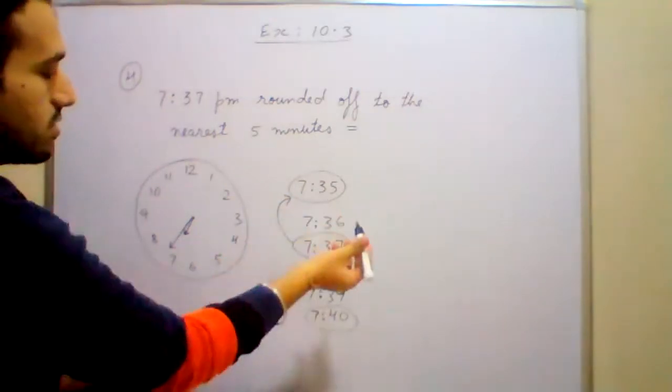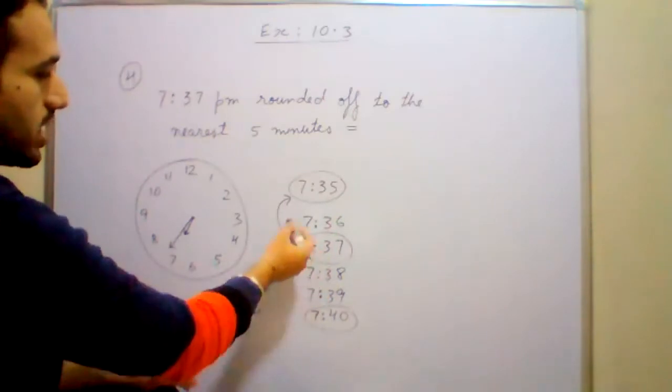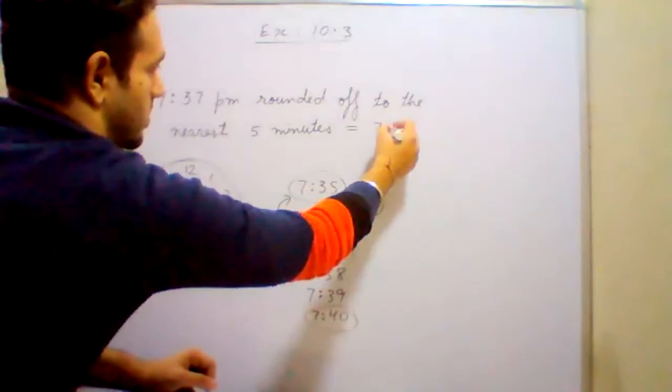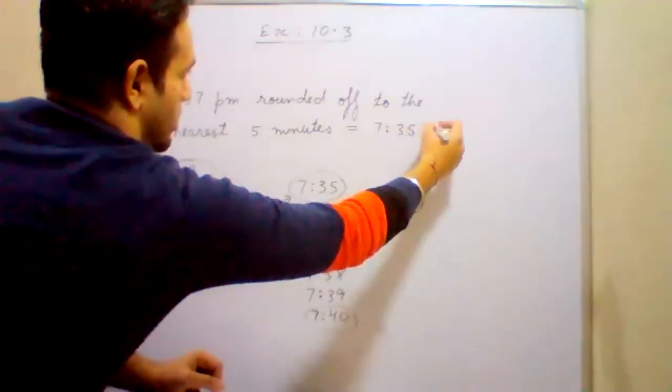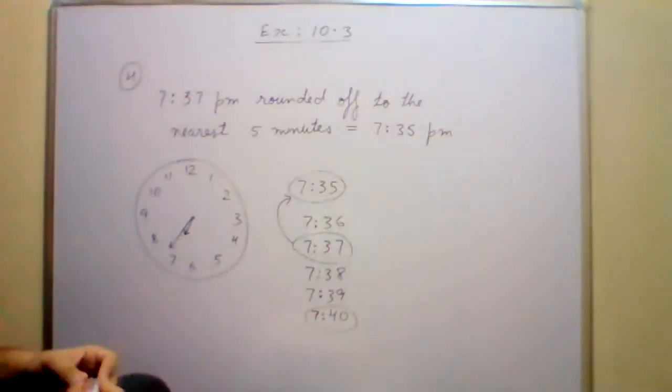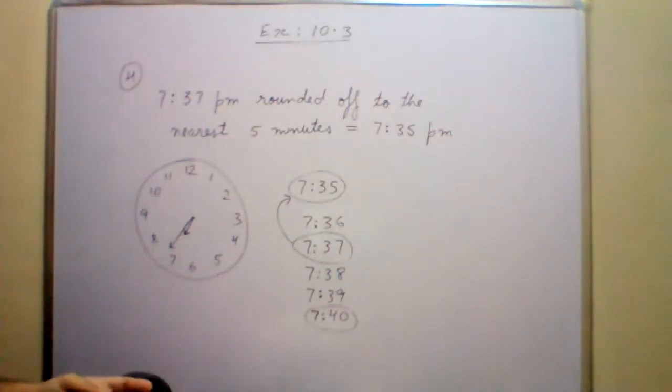So this is what you have to do. You have to round off your time to the nearest 5 minutes. What is your answer? 7:35 p.m. will be your answer. Clear?